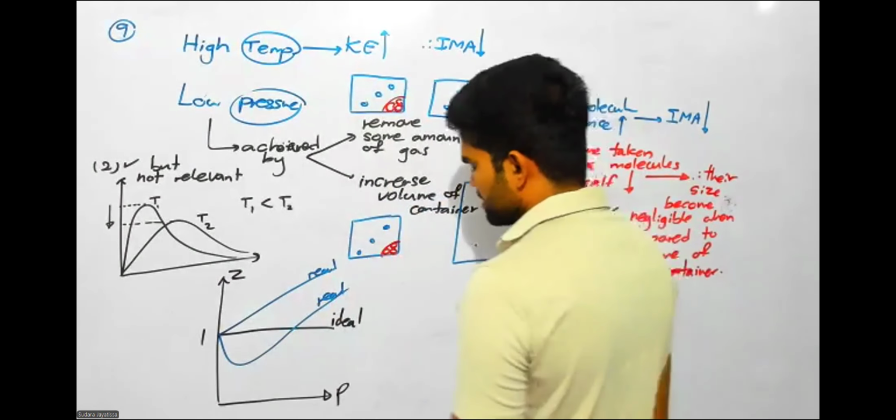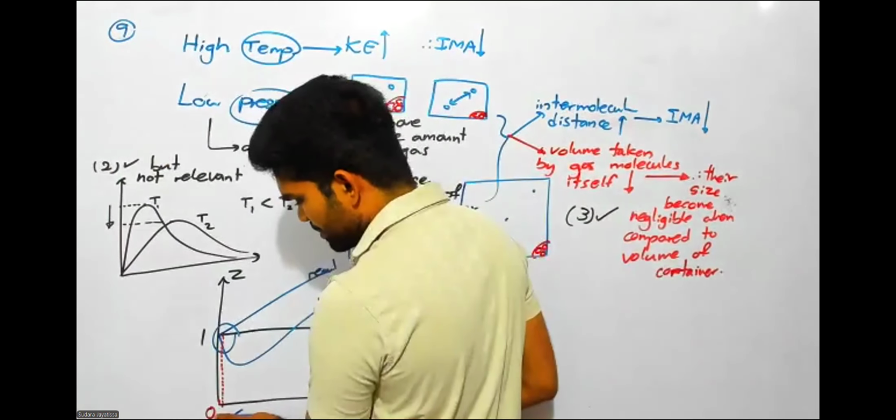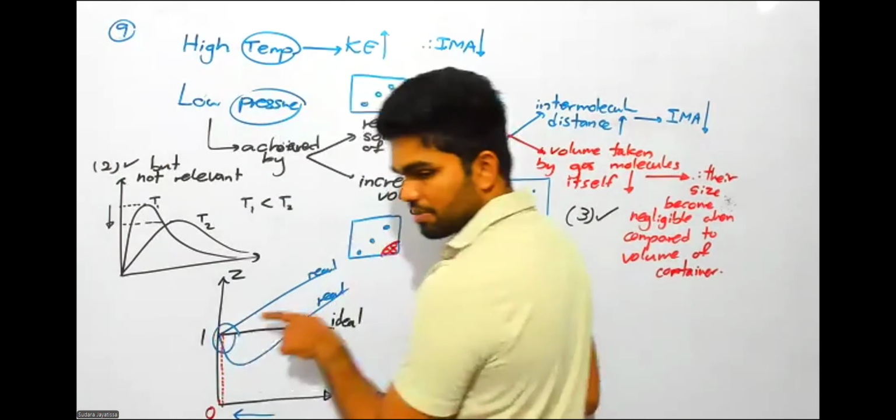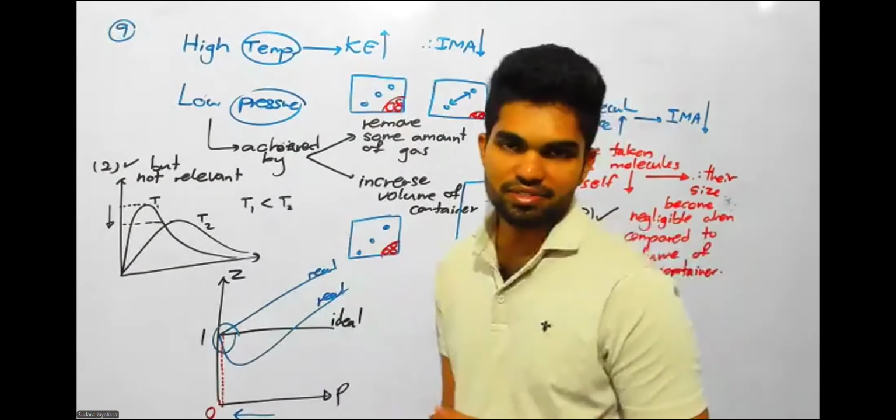Understand? But this statement is anyway true. But they are telling us that real gases approach zero. It doesn't approach zero, it is approaching 1, because 1 is the value responsible for ideal gases.